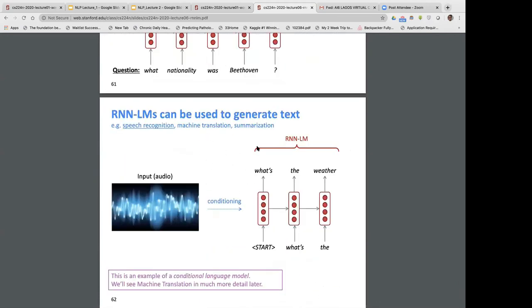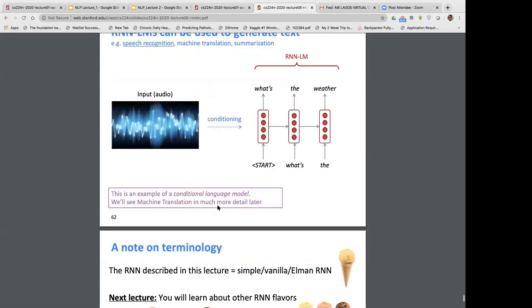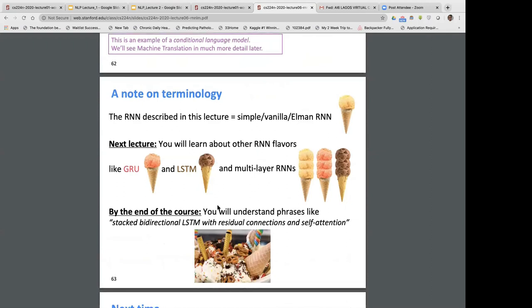So RNN language models can also be used to generate text, like we have seen. You can use it in speech recognition. You can use it for machine translation and summarization. The RNN that we've talked about here is called a vanilla RNN.